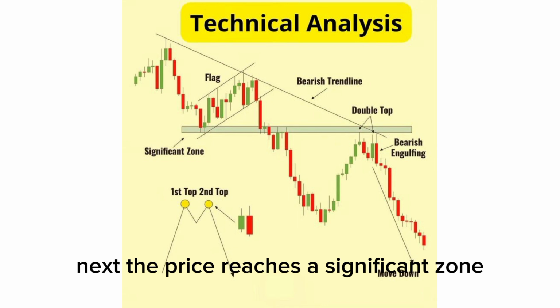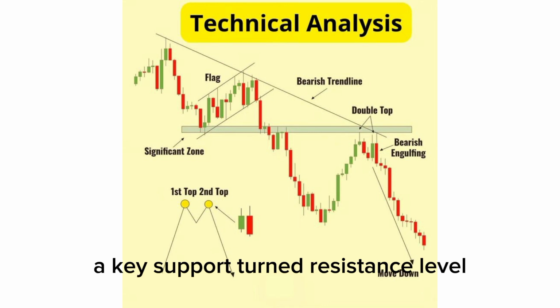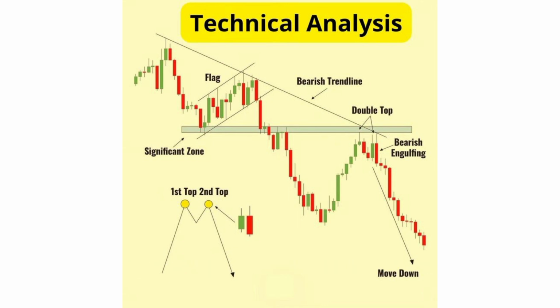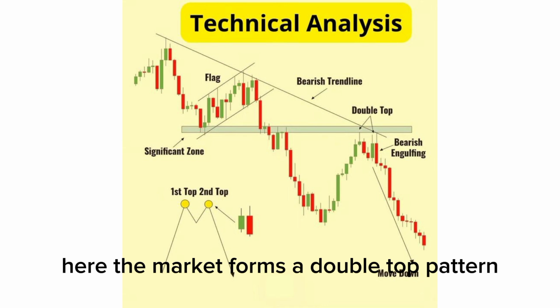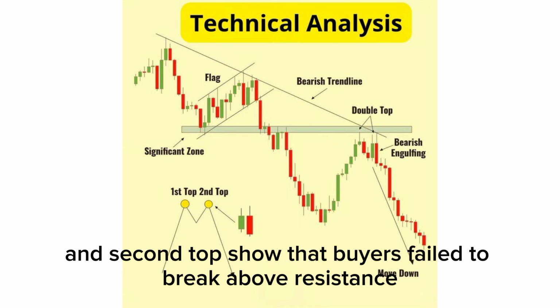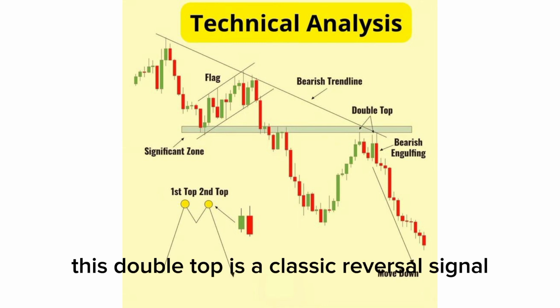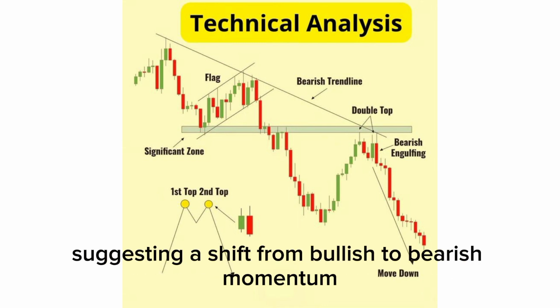Next, the price reaches a significant zone, a key support-turned-resistance level. Here, the market forms a double top pattern. The first top and second top show that buyers failed to break above resistance. This double top is a classic reversal signal, suggesting a shift from bullish to bearish momentum.